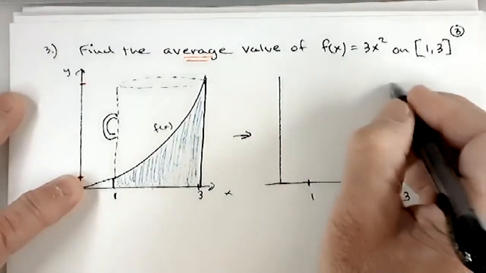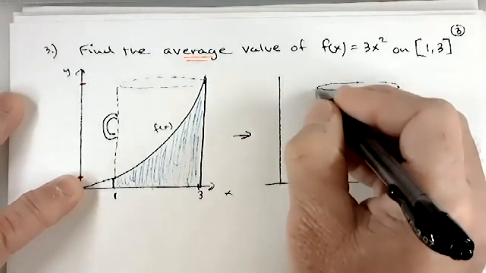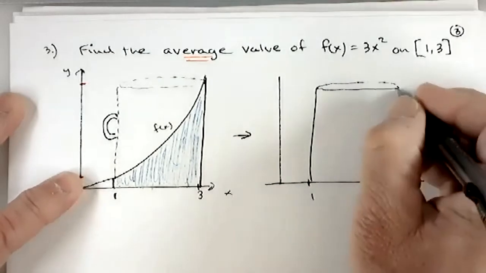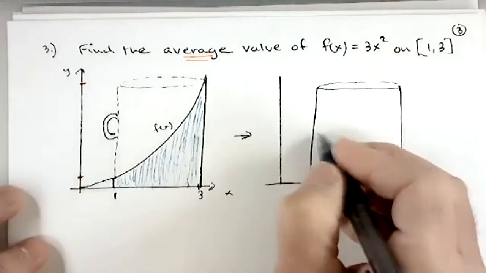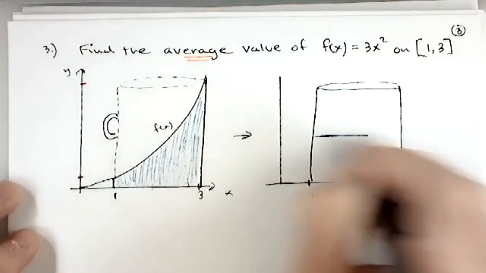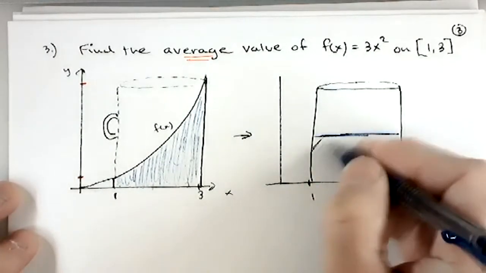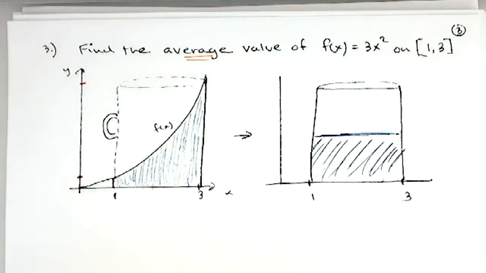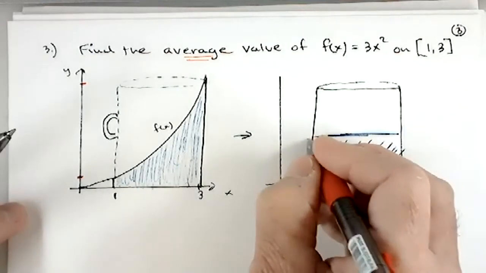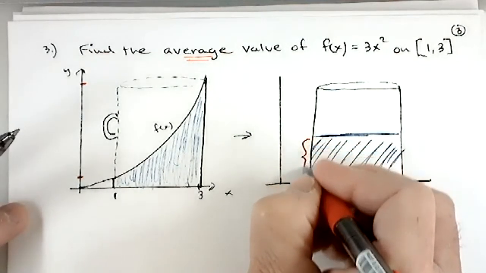I will draw my same cup here. Eventually that water is going to come to rest and it's going to settle on a certain height, isn't it? When the water comes to rest, that height, whatever this height is right here, this is what we mean by the average value.